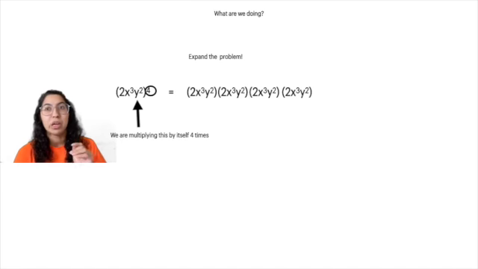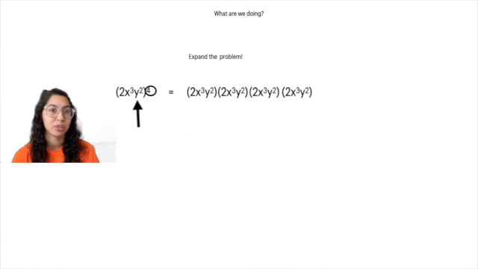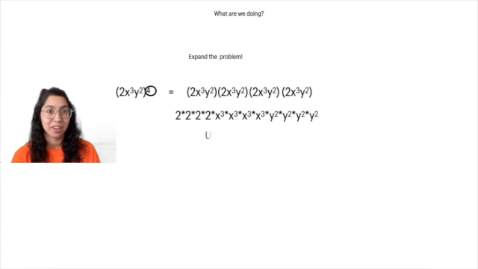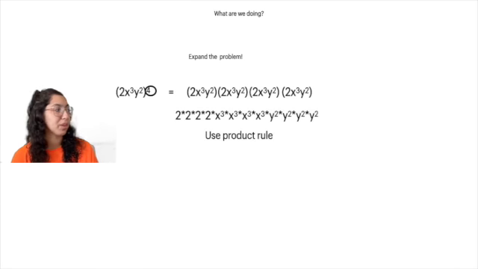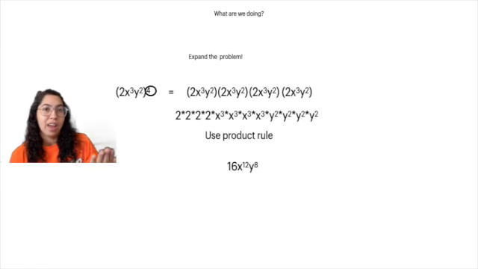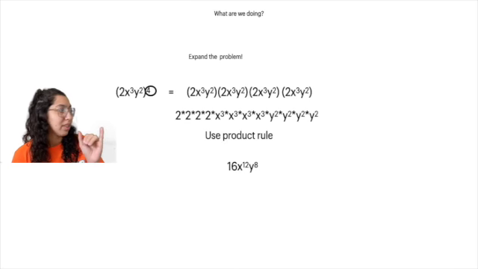Okay, so from this step, you can kind of utilize the rules you already have, which is the multiplication rule, which tells us to multiply all coefficients and add all exponents that have the same base. So we have 2 times 2 times 2 times 2, and we have x cubed times x cubed times x cubed times x cubed, and then we have y squared times y squared times y squared times y squared. So all of that, use our product rule, so we end up with 16x^12 y^8.